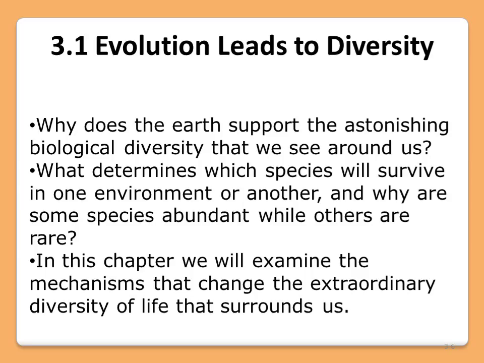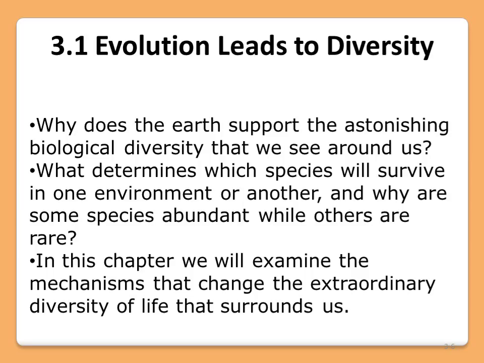Let's start out here with section 3.1. When we look at the Earth, we see an amazing amount of diversity around us. There are all kinds of different animals that have all different adaptations for the environment and the habitat that they live in. And as we go through this section, we'll look at why certain species survive in one environment or another, and why they maybe wouldn't live in a different environment, and why some species are abundant and other species are rare.